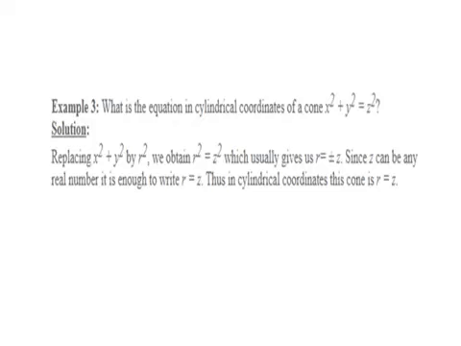So substituting the value, we obtain r square equals z square, which gives us r equals plus or minus z after taking the square root on both sides. Since z can be any real number, either positive or negative, it is enough to write r equals z. Thus in cylindrical coordinates, this cone is r equals z. So this is the required equation, written in the cylindrical coordinate system.